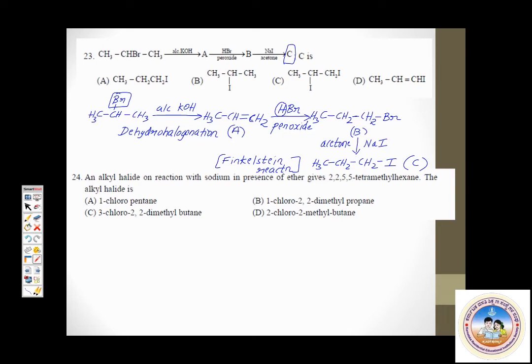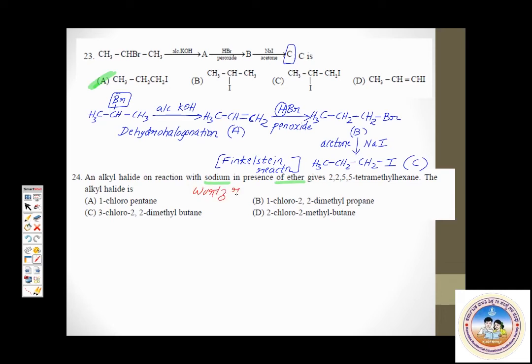An alkyl halide on reaction with sodium in presence of ether. So the moment you see sodium and ether, what should come to your mind? It is Wurtz reaction. This is a question on Wurtz reaction. Great. Now the compound that you're getting at the end of Wurtz reaction is 2,2,5,5-tetramethylhexane.